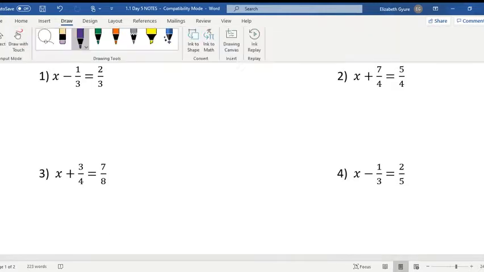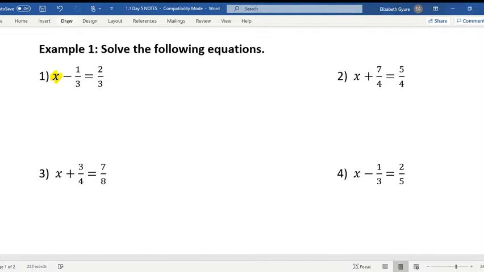So if you take a look at number 1, we want to get x by itself, right? So that means what needs to move over? What opposite operation do we need to do to get x all by itself? We need to do addition, right? We're subtracting 1/3. So the opposite of subtracting 1/3 would be adding 1/3. So we want to add 1/3 to the left and to the right. Good. Now, our 1/3s on the left cancel, and we'll just have x equals.